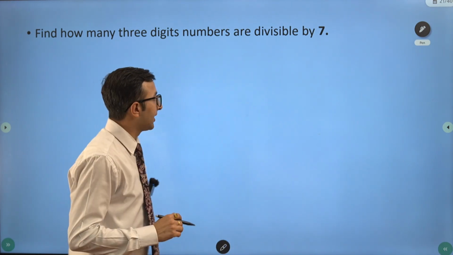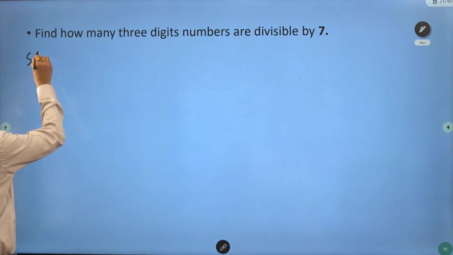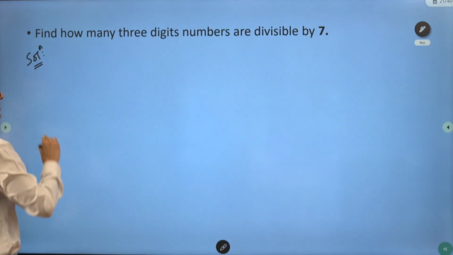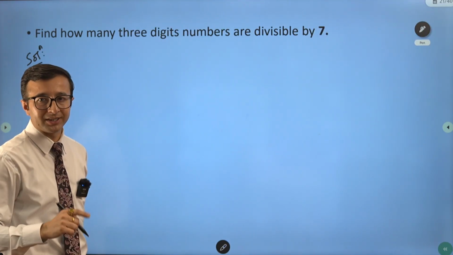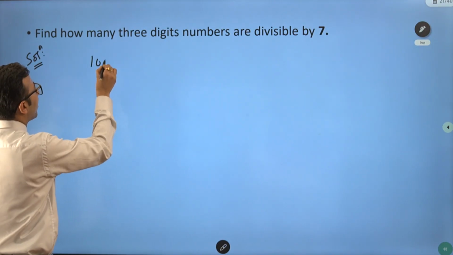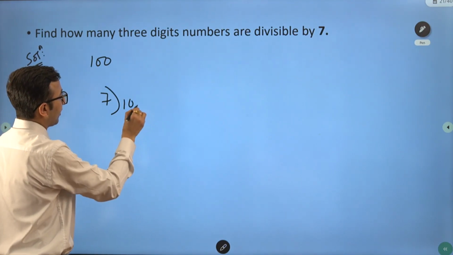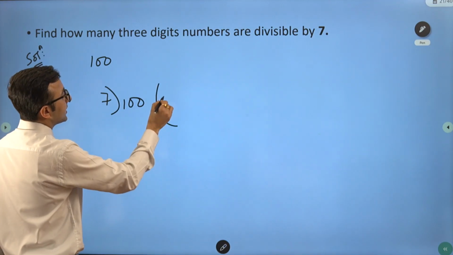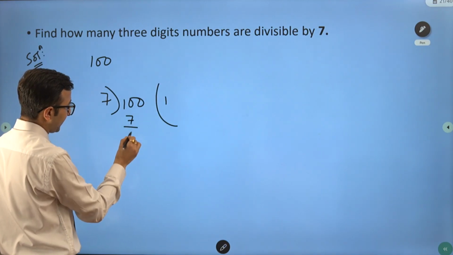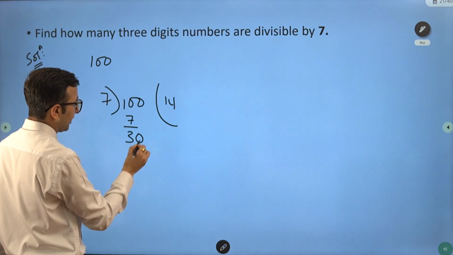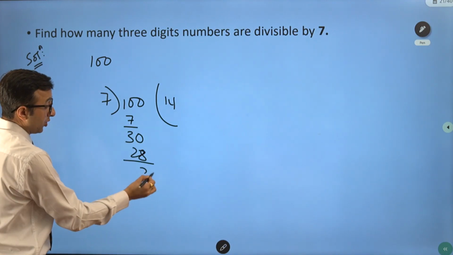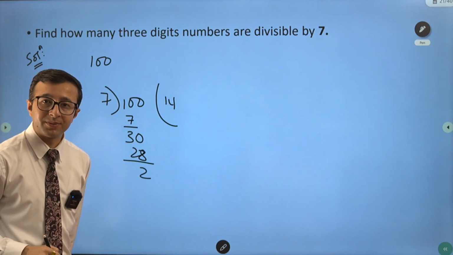First of all, we will write down the terms, the 3-digit numbers that are divisible by 7. First of all, we will write down 100. Is it divisible by 7? For that, check it out. 7 ones are 7, 7 fours are 28, and we get remainder 2. So this number is not divisible by 7.